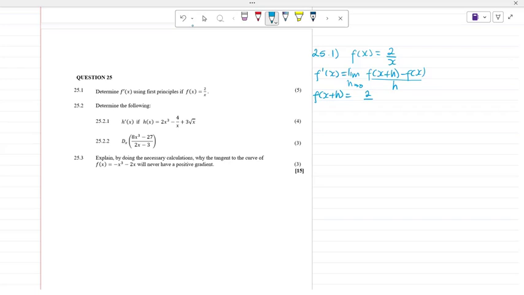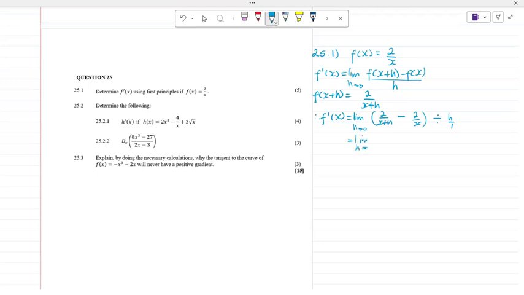So f prime of x is the limit as h tends to 0 of 2 over x plus h, then minus f of x, which will be 2 over x. And then all of this will be divided by what? By h over 1. Then we continue. The limit as h tends to 0.